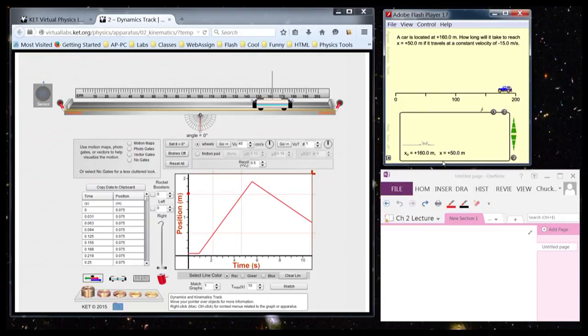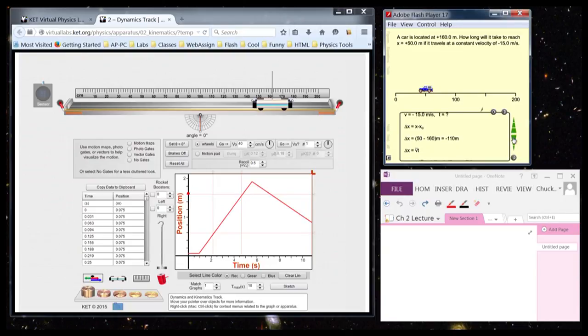Okay, what do we have here? We're writing down what we know and what we want to know. The original position is plus 160. The final position is plus 50. The velocity is constant, so I don't need the average on there, and it is minus 15. That minus 15 doesn't mean it's going slower than 0. It means it's going 15 in the negative direction. The displacement is the change in position: the final position is 50, the original is 160, so we subtract and get minus 110.